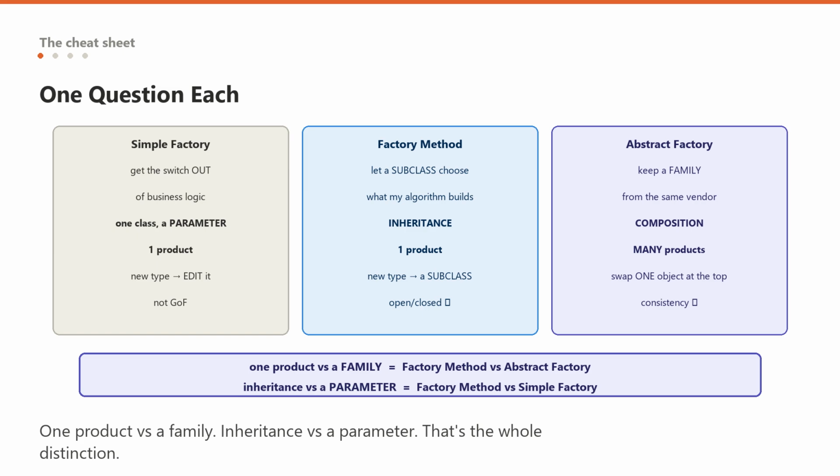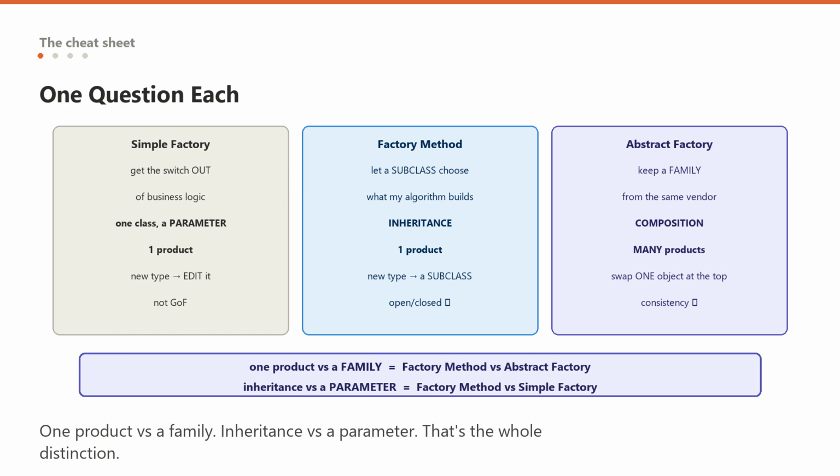Factory method. How do I let a subclass decide which object my algorithm creates? It is inheritance. There is no parameter, no switch. The subclass is the choice. It creates one product. And adding a type means adding a subclass and changing nothing. Abstract factory. How do I make sure a whole family of objects all come from the same vendor? It is composition. You hold a factory object. It creates several related products, and switching families means swapping one object at the top of your application.